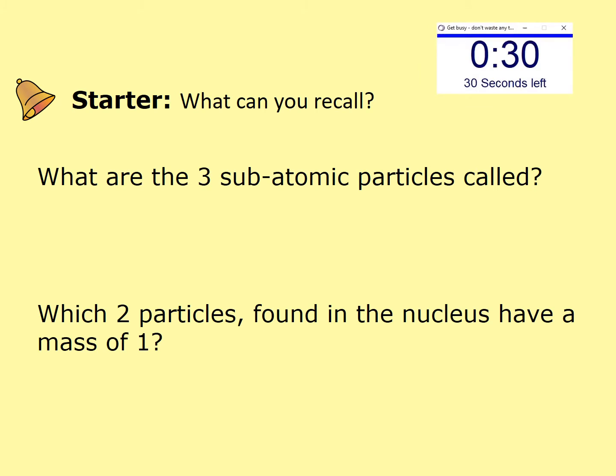So we've got a starter, again, just a bit of a recall from previous lessons that you have done. So what are the 3 subatomic particles called? Which 2 particles, which are found in the nucleus, have a mass of 1? And I'm going to give you 30 seconds to think about that and record your answers in your book.